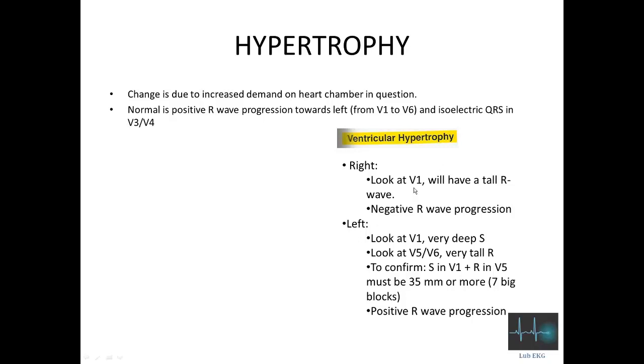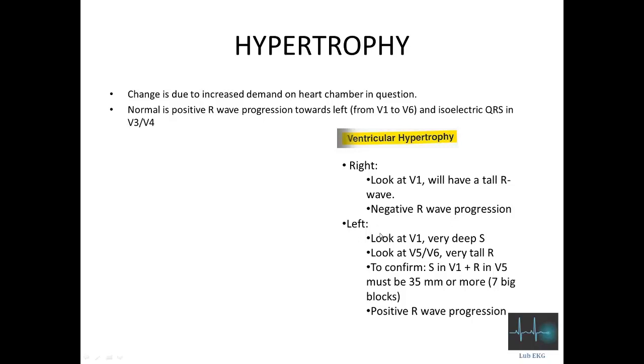Now, the criteria for this is to look at the precordial leads. For the right ventricular hypertrophy, we look at V1. We see a tall R wave, and as we move towards the left, towards V6 on the left side, we see that the R wave is becoming smaller and smaller, meaning that the dominant electrical activity and thereby dominant muscle mass is on the right side of the heart.